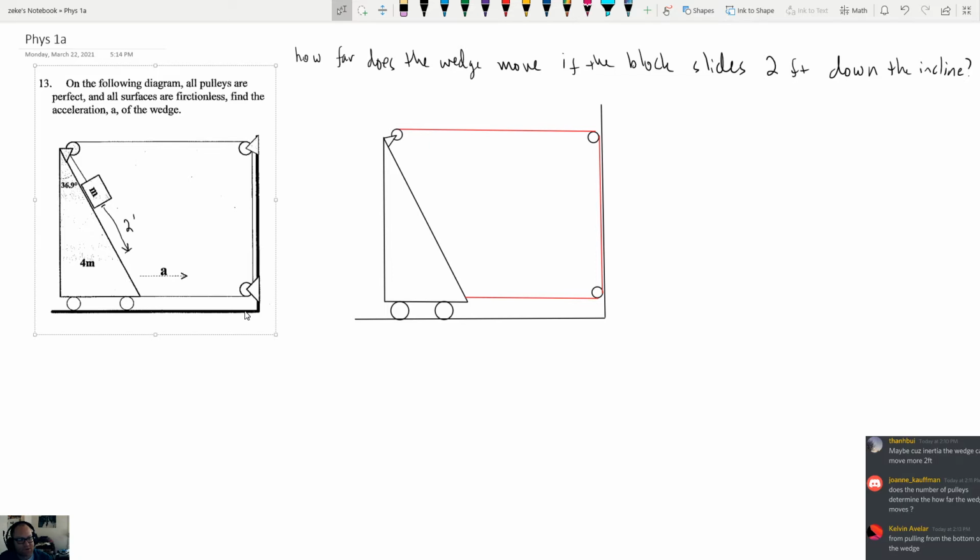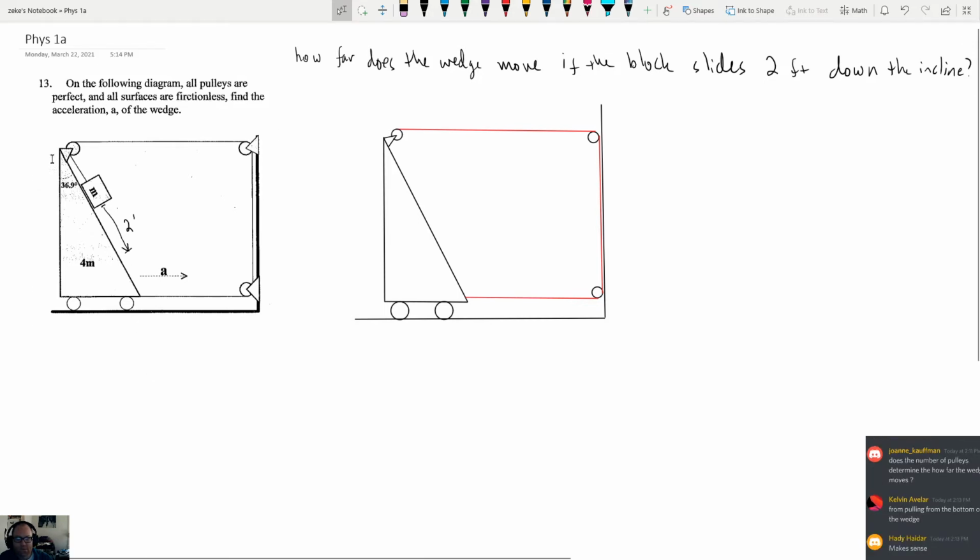Humbly says maybe because of inertia the wedge can move more than 2 feet. What would happen to this wedge if only the bottom chord got shorter? So you keep this constant. You're saying you keep this constant, but only the bottom chord gets shorter. What would happen to the wedge? No, not all the chords are the same length.